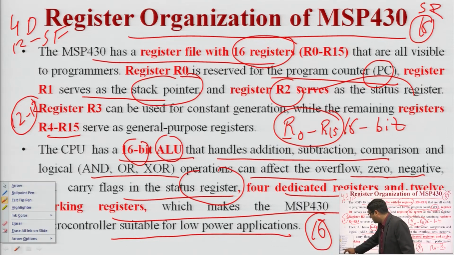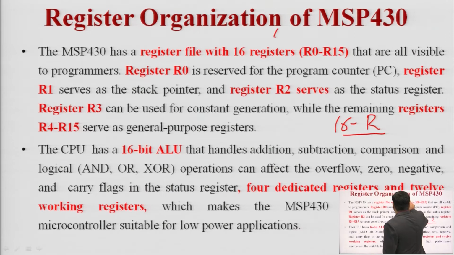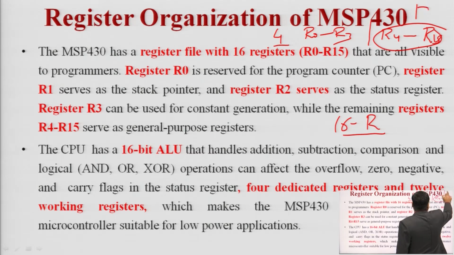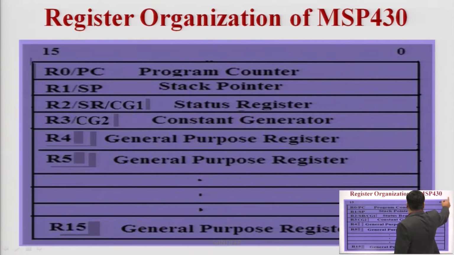So what we have seen in this slide is that there are a total of 16 registers available in the MSP430. Out of these, 4 have a dedicated function, R0 to R3, and the rest, R4 to R15, a total of 12 registers, are for general purpose functions. This is the distribution of the registers in the MSP430.